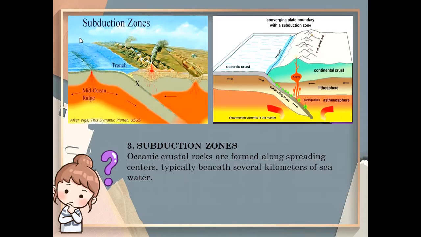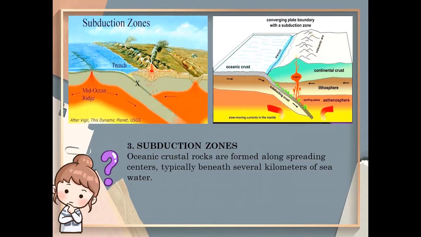So, kung mapapansin natin, ayan. So, we have the mid-ocean ridge, that's yung X, yun yung pinaka-subduction zones natin. So, mapapansin natin, the oceanic crust, ayan, usually subducts into the mantle beneath the lighter continental crust. So, continental crust. Ayan, kung makikita natin dito sa pictures.